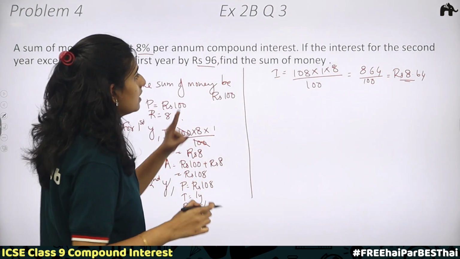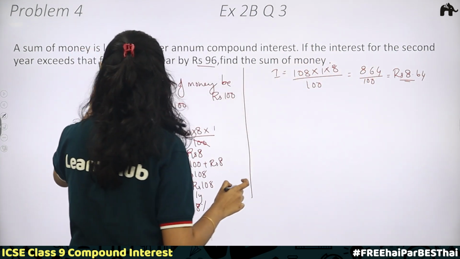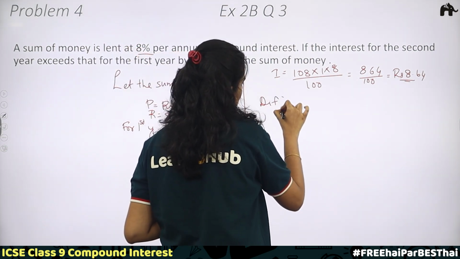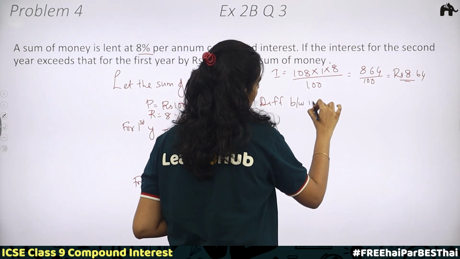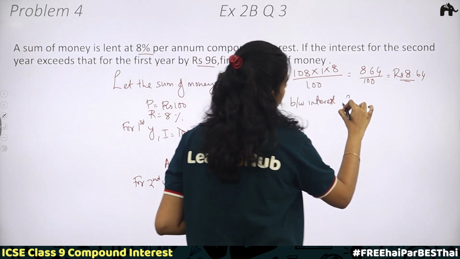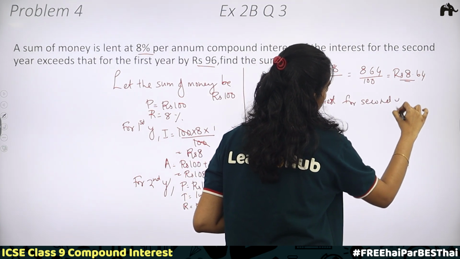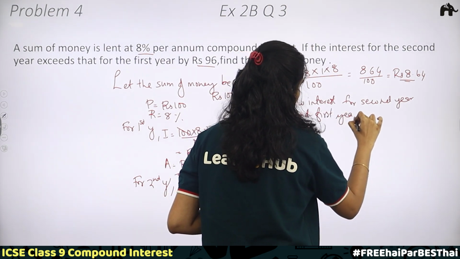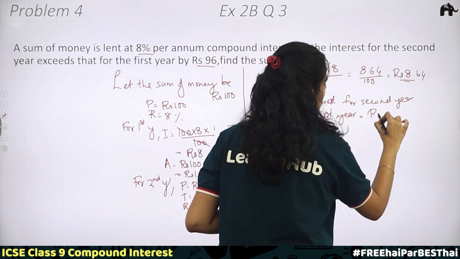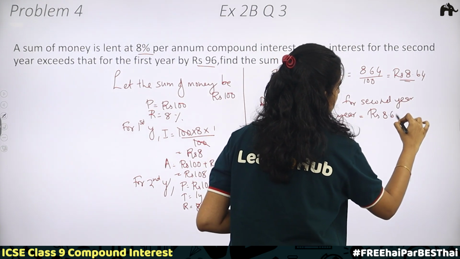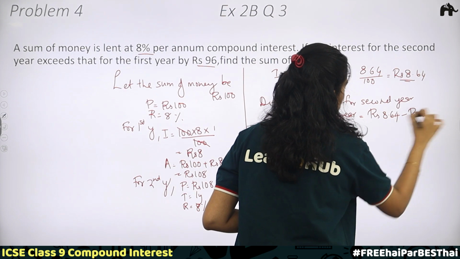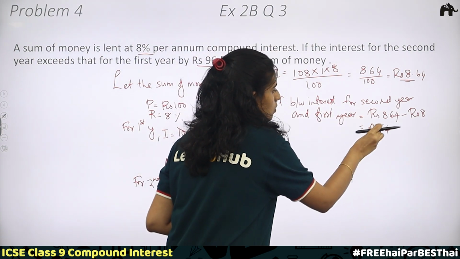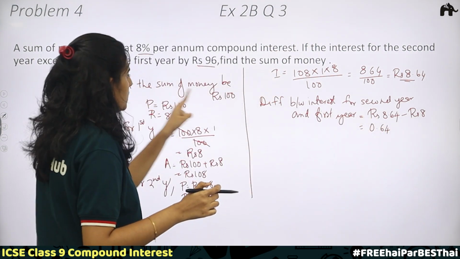Now, it is given that the interest for second year exceeds that for first year by rupees 96. What is the difference in this case? Difference between interest for second year and first year. Difference will be equal to rupees 8.64 minus rupees 8, which is equal to 0.64. So we understand that if the difference is 0.64, in that case the principal will be rupees 100.